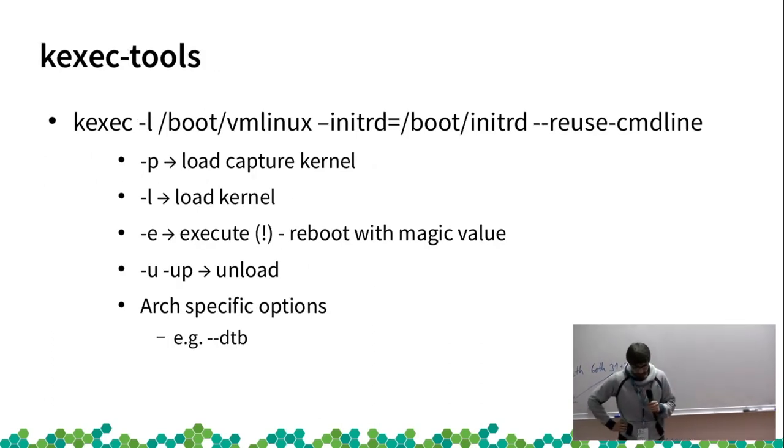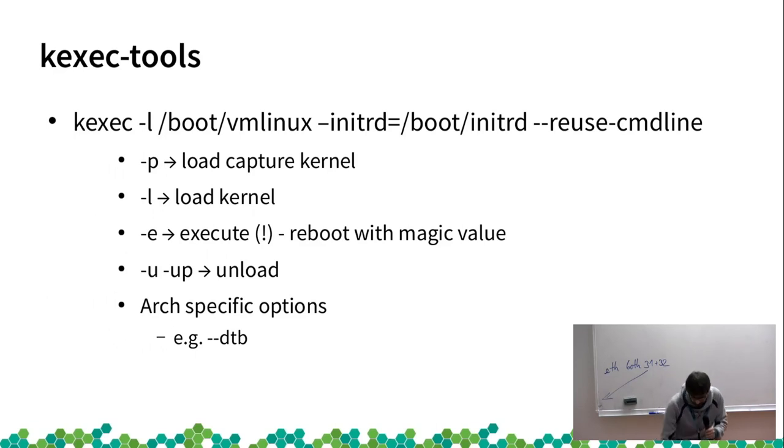kexec-tools has several tools. The most important one is called kexec. You can see here how you can, for example, load a kernel with an initrd, and use the kernel command line from the production system. You have different possibilities to use it. If you want the first use case, to just boot a new kernel, you would use -l to load the system, and afterwards you do kexec -e, which will reboot into the new kernel. Better unmount your file systems so that they don't get damaged. This will basically call reboot with a magic number in the kernel, and the kernel then realizes that it shouldn't reboot the whole system, but just boot the new kernel. Apart from that, you can unload a loaded kernel, and you could have some architecture-specific options, like a device tree for ARM64.